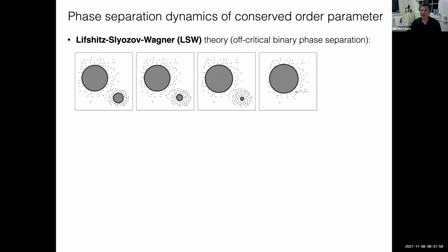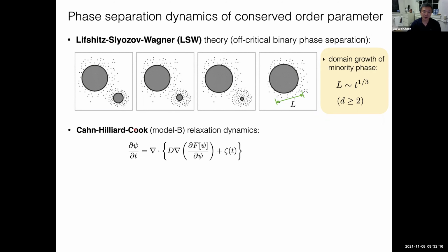Then this minority phase can grow. And by working out details of this, they found that the characteristic size of this minority phase will increase with time, following this power law with an exponent of 1/3 for all dimensions greater than or equal to 2. And numerically, this process can also be described by this Cahn-Hilliard-Cook or model B equation.